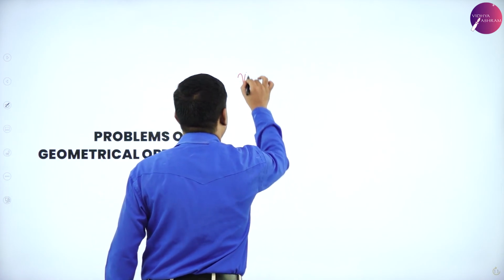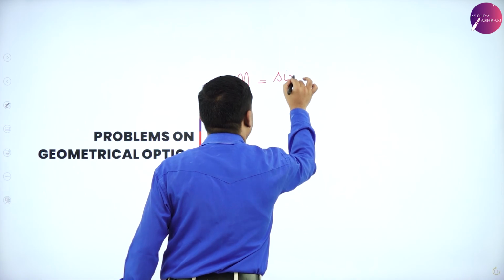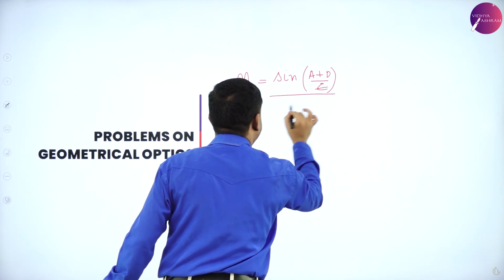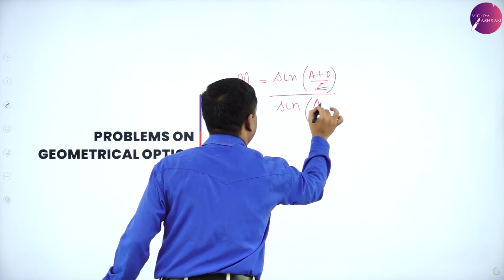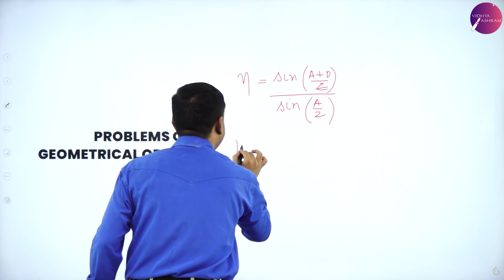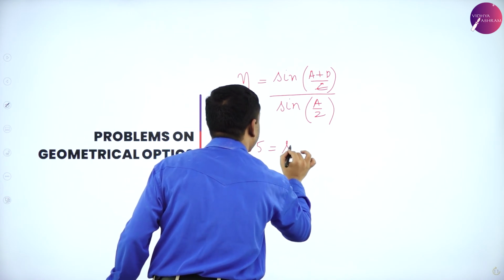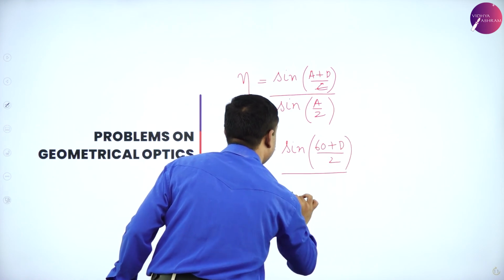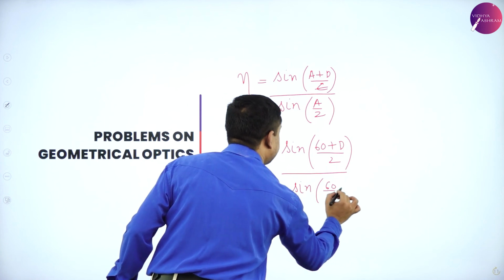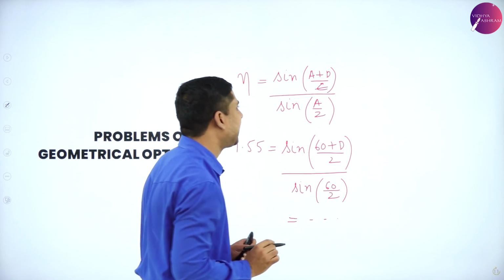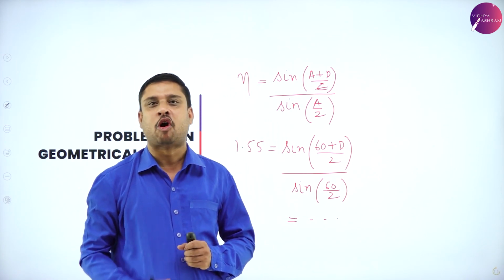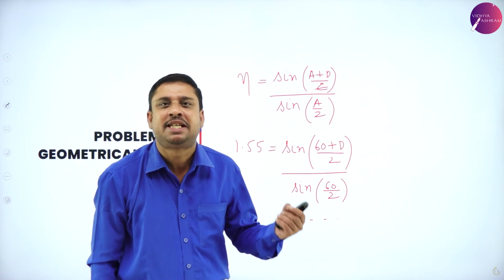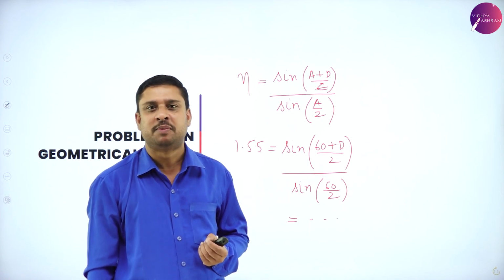So again, the same formula, sin of A plus D by 2 divided by sin A by 2. N is given to be 1.55. Sin of 60 plus D by 2 divided by sin 60 by 2. Do the simplification. The simplification is an assignment for you all. So you saw just a few relations, and with precise ability to simplify, you can solve problems from this chapter.